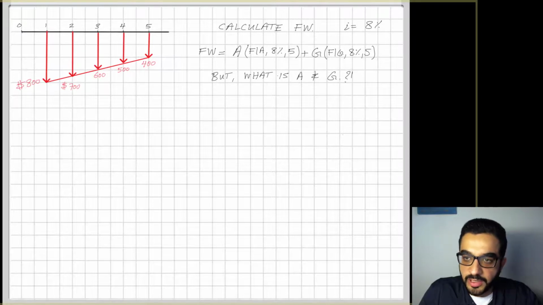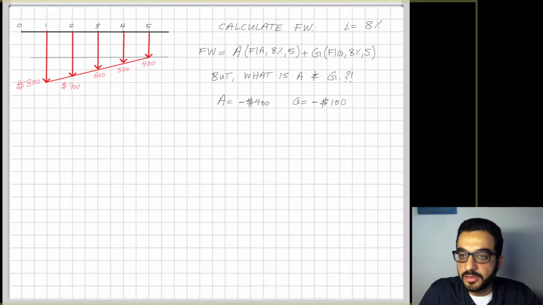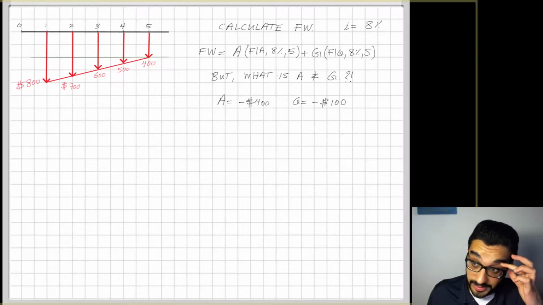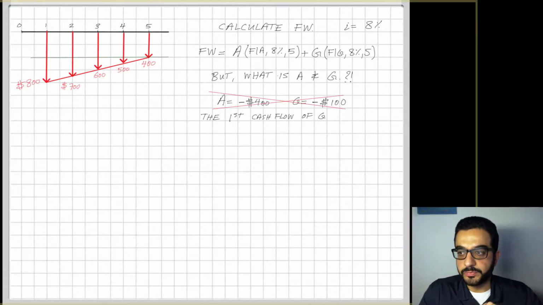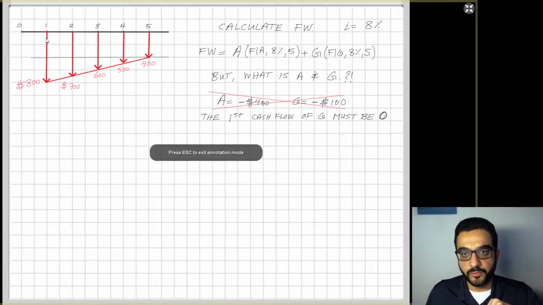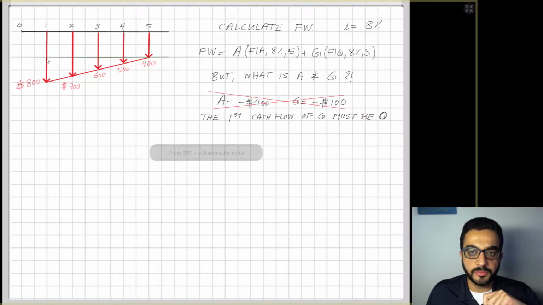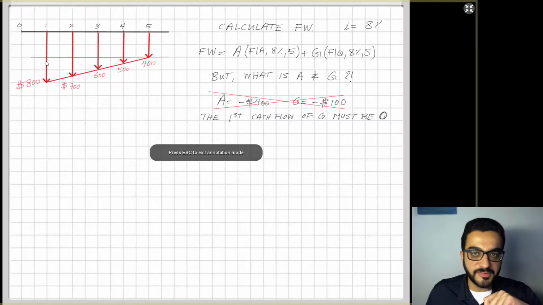So let's say I split the cash flow into components like that. My A is equal to negative 400, and G will be negative 100. So I'm decreasing by 100. This is incorrect. Remember, the first cash flow of G must be equal to 0. And this is not the case here, because if you break down 400 out of the original cash flow, what I'm left with that represents the first payment of G will be 400, because I took out 400 from 800. That's not a zero cash flow.